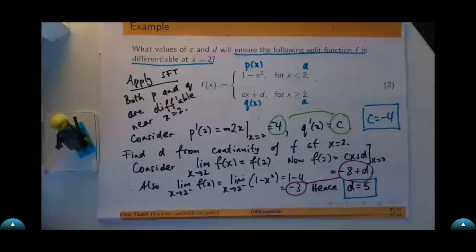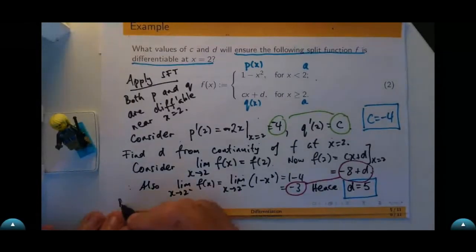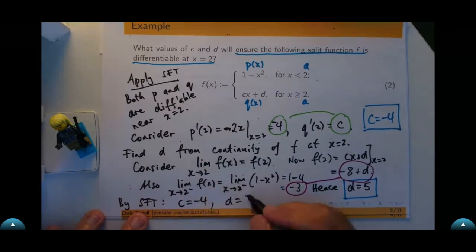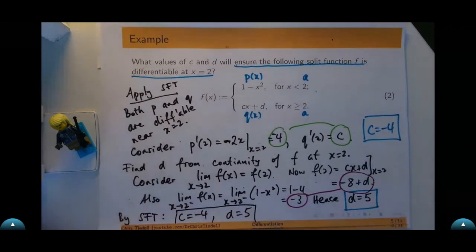Okay, so let's make our conclusion by the split function theorem. c will equal negative 4, d will equal 5. All right.